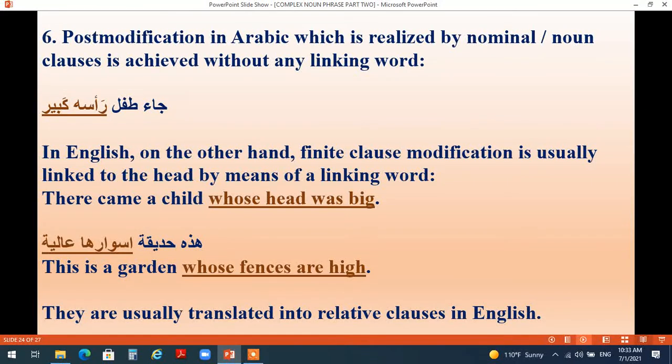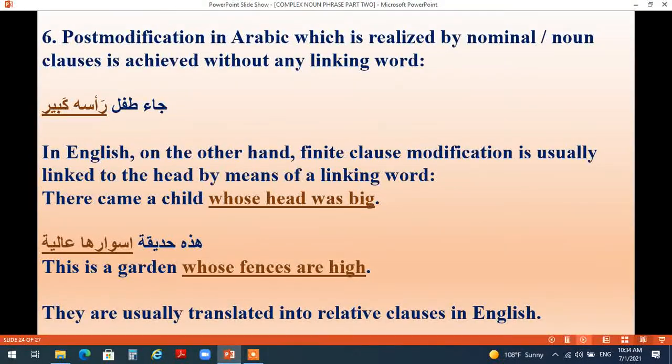In English, on the other hand, finite clause modification is usually linked to the head by means of a linking word. باللغة الإنجليزية إذا نريد أن نترجم نفس المثال لابد أن نضع أداة للربط ما بين these two clauses. So we can achieve this by using relative clauses. For example, we say, there came a child whose head was big. فنلاحظ بالمثال باللغة العربية ماكو أداة ربط، بينما باللغة الإنجليزية لابد أن تكون هنالك أداة ربط، وأداة الربط هنا هو استخدام relative pronoun. كذلك الحال بالنسبة إلى المثال الآخر، هذه حديقة أسوارها عالية.